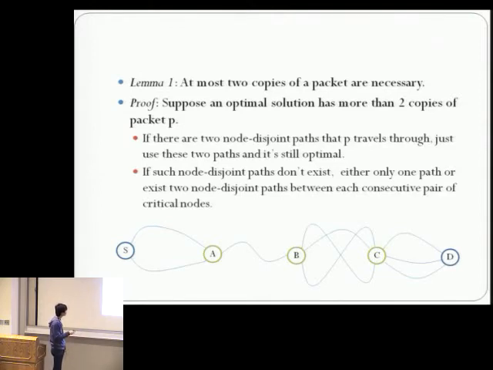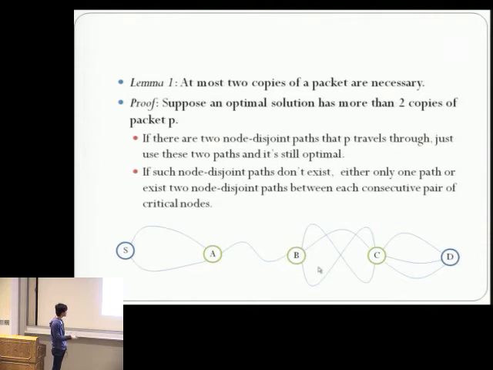In the case that such node disjoint paths don't exist, there must be some single node in the network that forms a cut for the paths of this packet. It's very easy to show that between every 2 consecutive such nodes, there must be either one single path or at least 2 node disjoint paths. Just like this example.